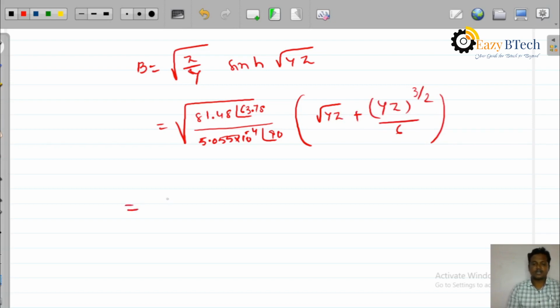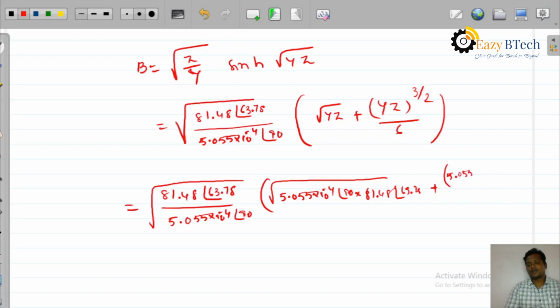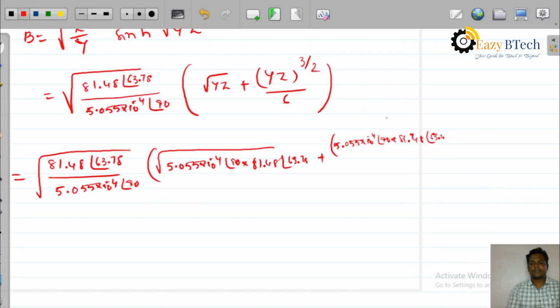I have to substitute all the values here. 81.48 at an angle 63.78 divided by 5.055 into 10 power minus 4 at an angle 90, under root, into root of 5.055 into 10 power minus 4 at an angle 90 into 81.48 at an angle 63.78, plus 5.055 into 10 power minus 4 at an angle 90 into 81.48 at an angle 63.78, power 3 by 2, divided by 6.